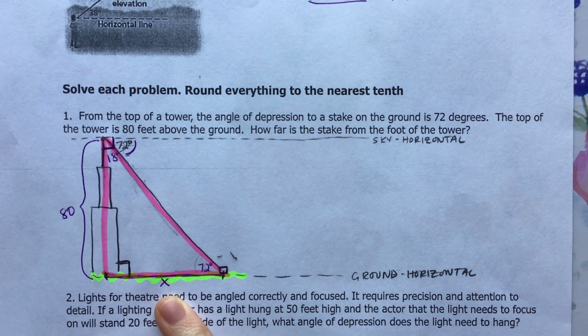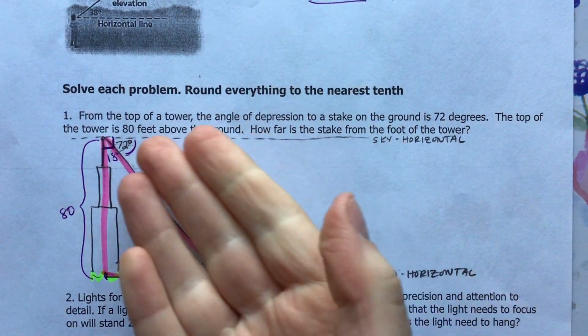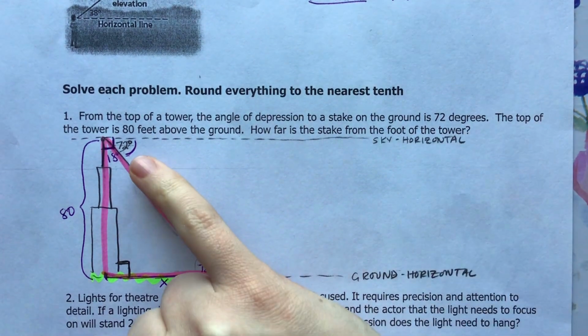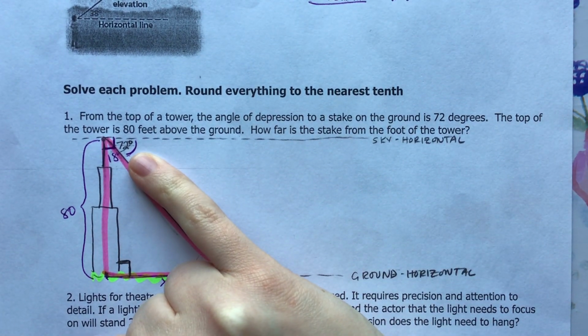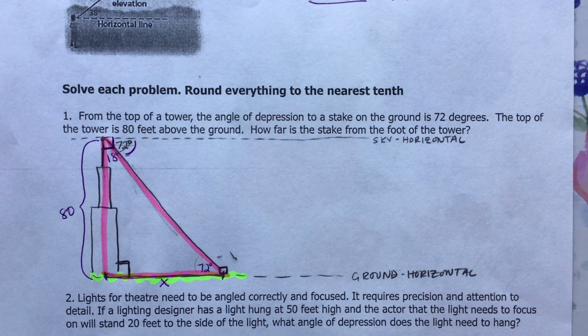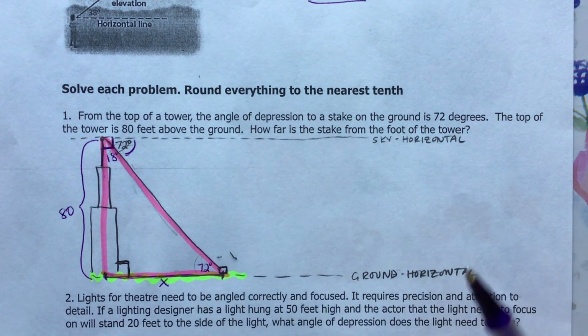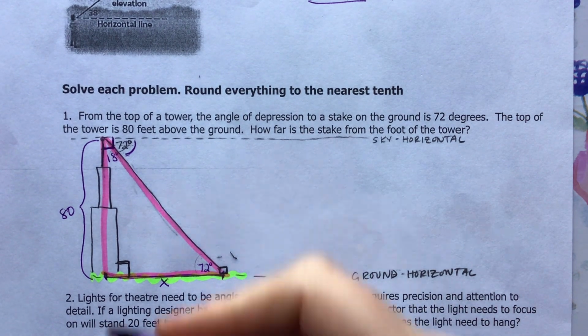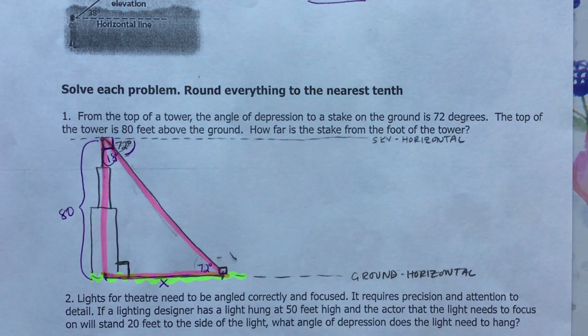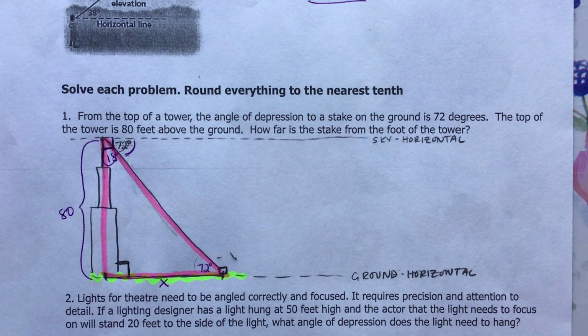The only new piece of information about this unit is we have a word problem, and that this was an angle of depression rather than just being told what was in the triangle. So we had to determine what the angles within the triangle were. So let's just pick one that we're going to use. I'm going to use this 18. And now we're going to go into trig.